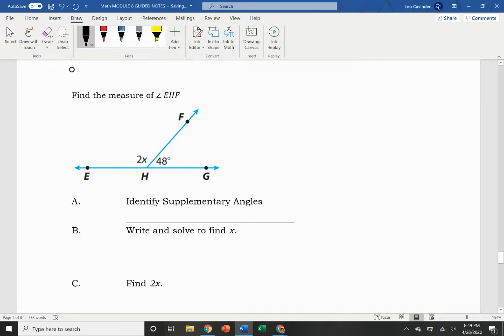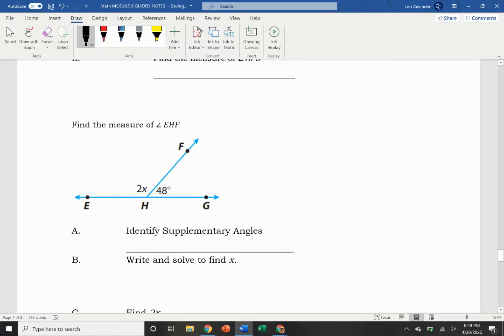Now, let's find the measure of EHF. So once again, oops, I pressed something on. Okay, so what happened?